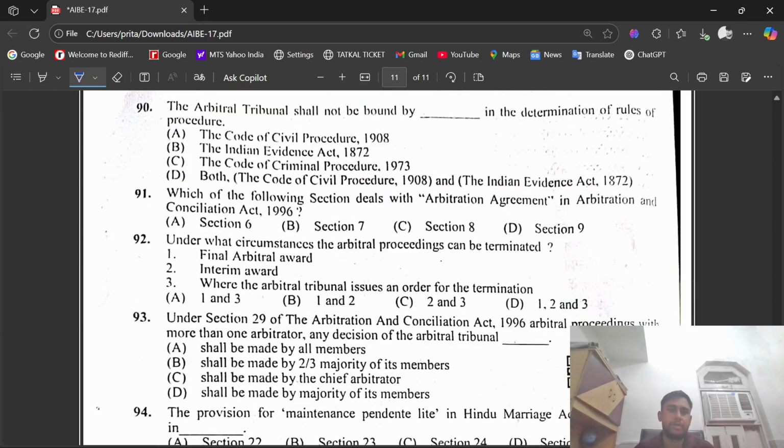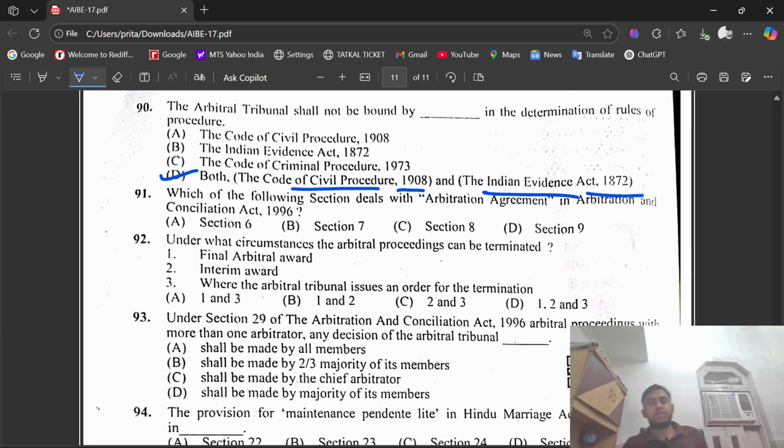Question number 90. The arbitral tribunal shall not be bound by a dash in the determination of rules of procedure. The right answer is option D, both the Code of Civil Procedure 1908 and the Indian Evidence Act 1872. So, the arbitral tribunal is not bound to follow these rules, the rules of CPC and the Indian Evidence Act. They are going to tackle the case accordingly, discretionarily.